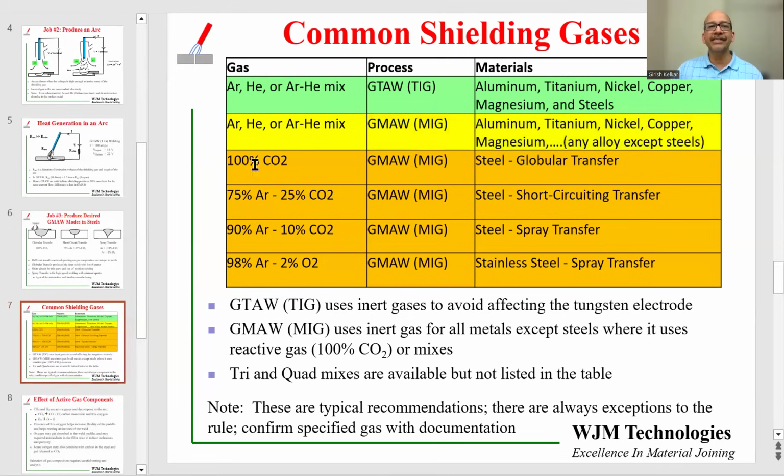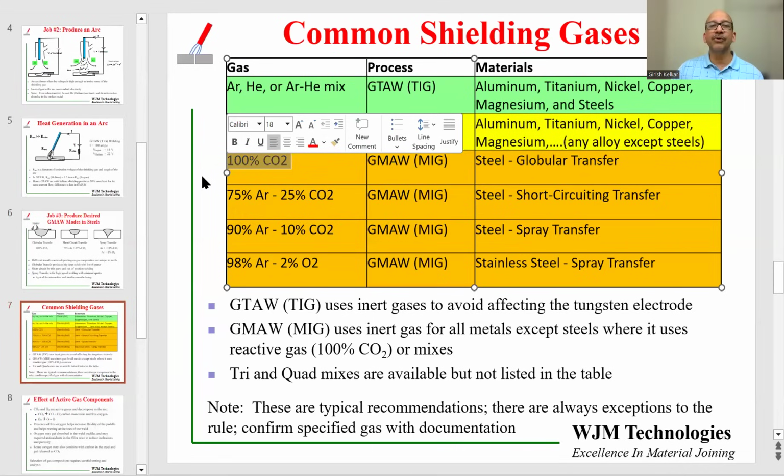So in this case, what I'm showing you in orange, the last 4 lines, you can actually use 100% CO2 as a shielding gas. So that's when the globular transfer, as we have mentioned in the previous slide, we can use a 75-25 mixture of argon CO2 for short circuiting transfer and argon 10% CO2 mix for spray transfer. As I mentioned in the earlier slide, spray transfer is one of the most common and is most likely that you will be using in your application. We can also use argon plus 2% oxygen for stainless steel for spray transfer. So steels and stainless steels, the mixture used for spray transfer is a little bit different.